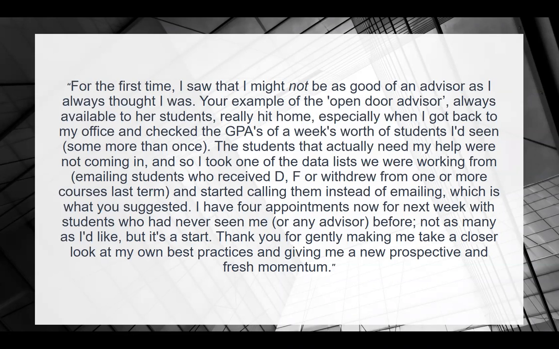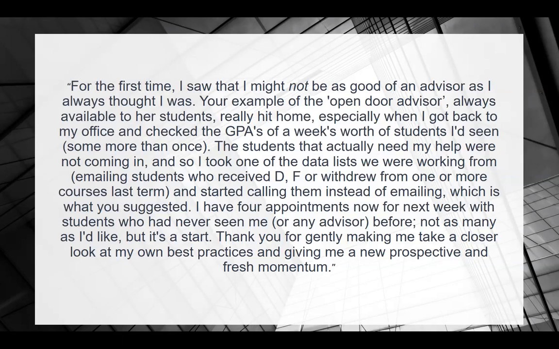This advisor, this was their feedback about the session. She said afterwards, "For the first time, I saw that I might not be as good of an advisor as I always thought I was. Your example of the open door advisor, always available to her students, really hit home, especially when I got back to my office and checked the GPAs of a week's worth of students I'd seen, some more than once. The students that actually need my help were not coming in.